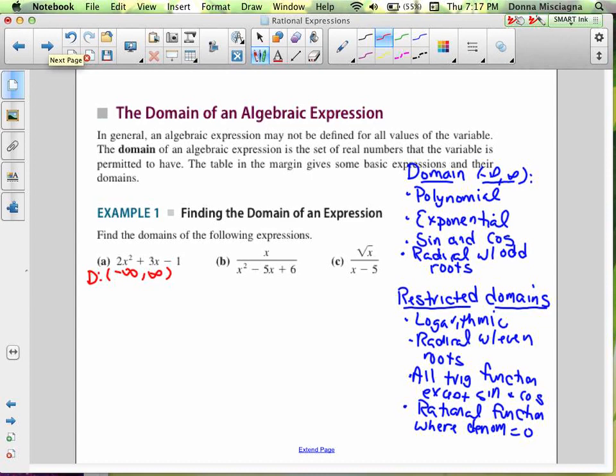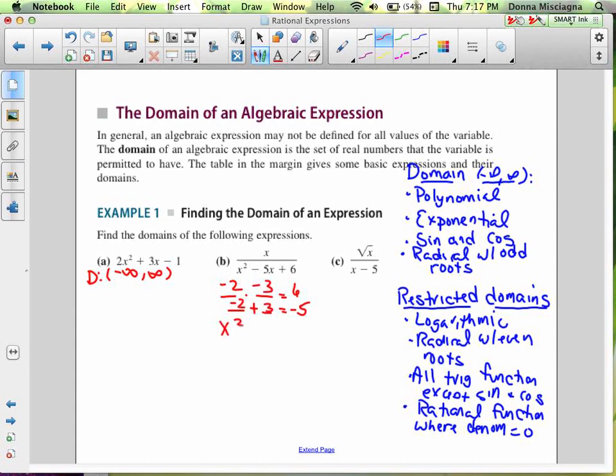All right, now let's look at the next two. Those are rational expressions, and we need to figure out where the denominators would equal 0. Now the second one we can factor. So we have x squared minus 5x plus 6. 1 times 6 is 6. So we need two numbers that multiply to give us positive 6 and add to give us negative 5. And that would be negative 2 and negative 3.